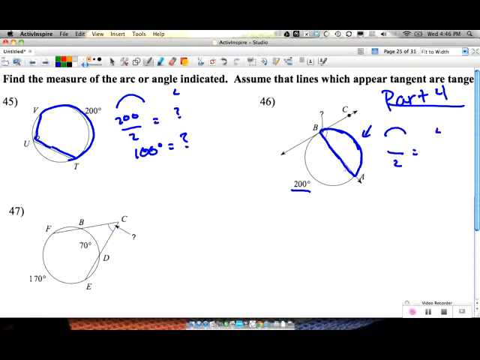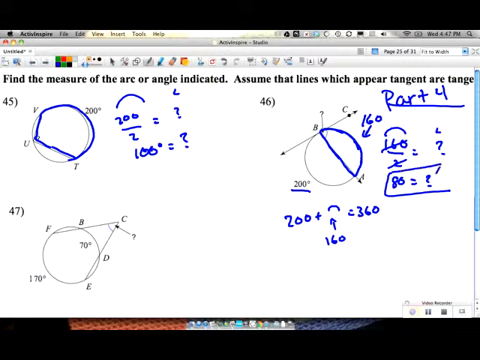But it's implied because we know the other part of the circle is 200, so that means that this other piece here has to be 160. How do I know that? Because 200 plus that arc is going to be equal to 360. It's a full circle. So that arc right there has to be 160. So it means we're going to have 160 divided by 2 equals our question mark angle. Well, 160 divided by 2 is 80. So that's our question mark, 80 degrees.